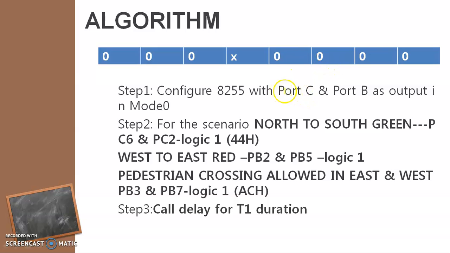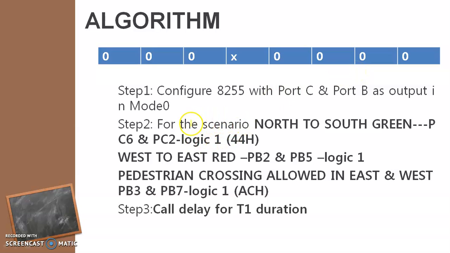We are going to use port C as output, so make it all zeros. Port C is 0, port B is also 0. Similarly, my upper port C is also made 0. Port A can be used for any purpose, so I have taken it as a don't care. If you take it as 0, the control word becomes 00, or if you take it as 1, the control word becomes 10.